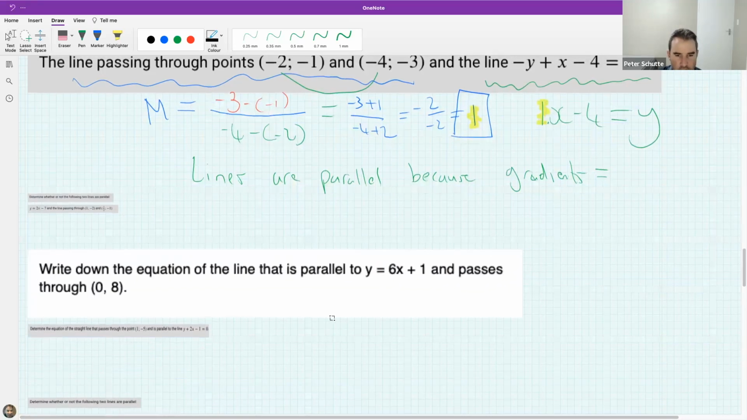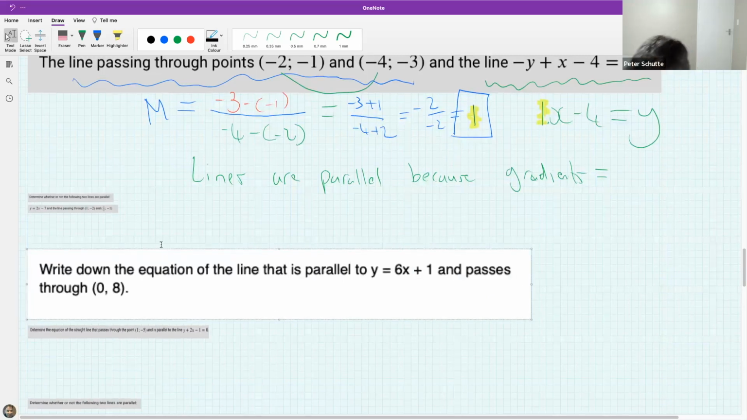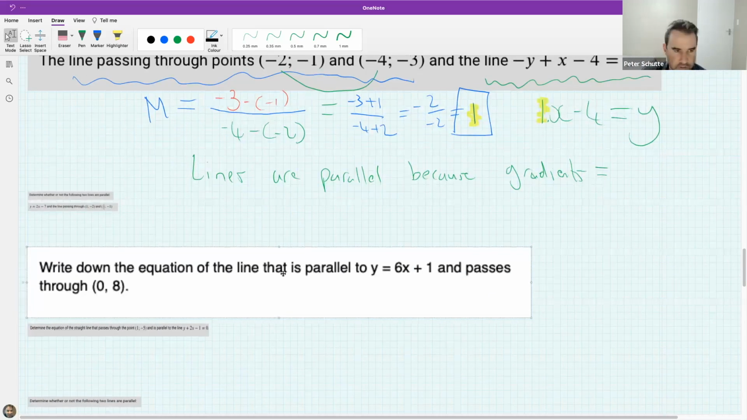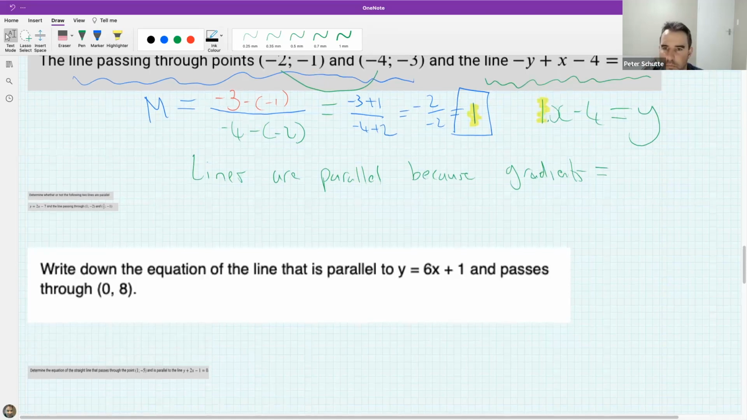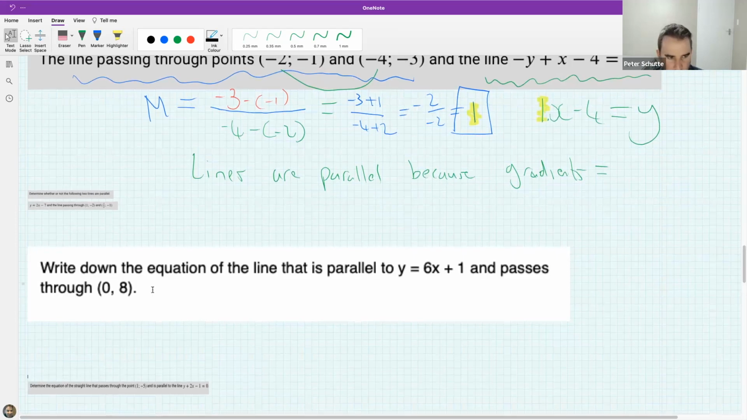Okay. Now, I want to ask you what is different before we start this question. What is different about this question compared to the last one? I'm going to read it through once with you. Write down the equation of the line that is parallel to y equals 6x plus 1 and passes through 0, 8. How is this different to the previous question? Only one pair of points, yes.